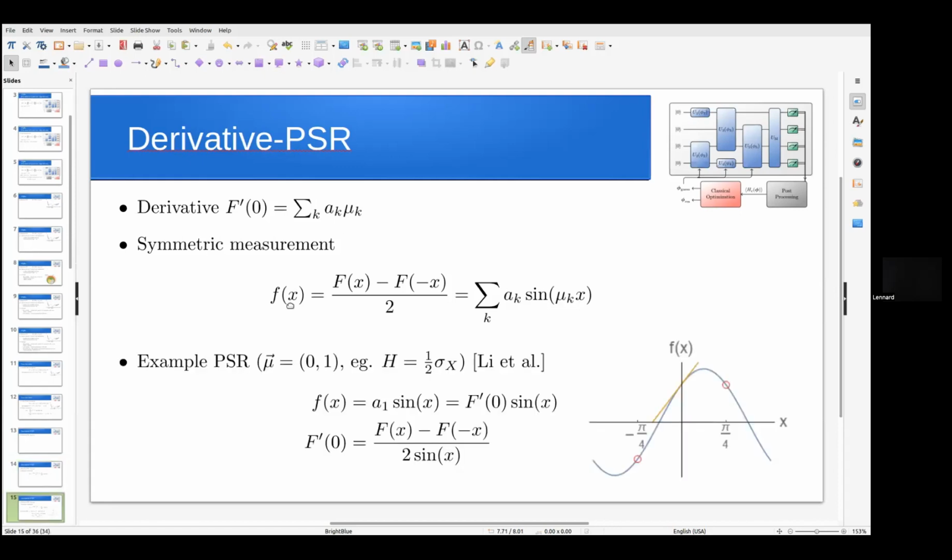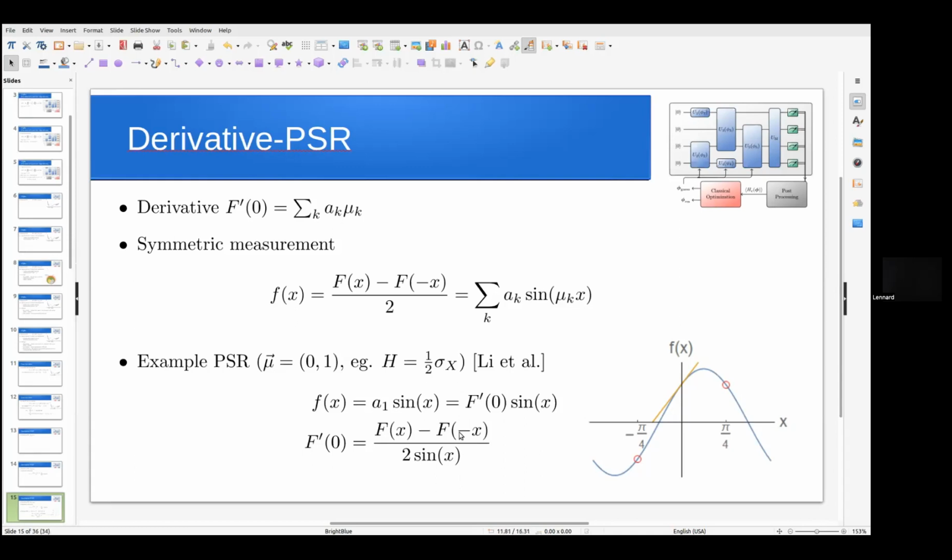One straightforward way to derive an estimator is, for instance, if we think about the Hamiltonian being a simple sigma x, or a simple one-qubit generator. We determine that all the eigenvalue differences are 0 or 1. 0 has no impact on the anti-symmetric projection. So the function itself will only be sine of x times some constant. And this constant is basically the derivative at the point 0. If we then turn this around, we can see that if we measure the function at the point x and minus x, and then divide by 2 sine of x, we will get the estimate for the gradient at 0.